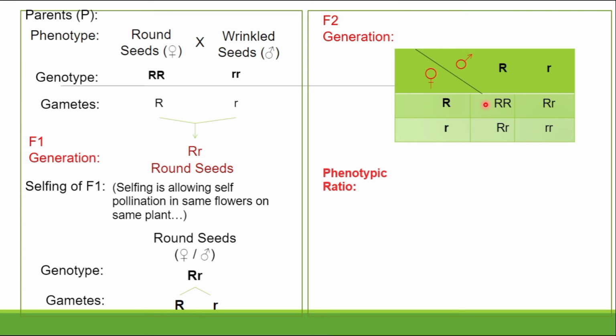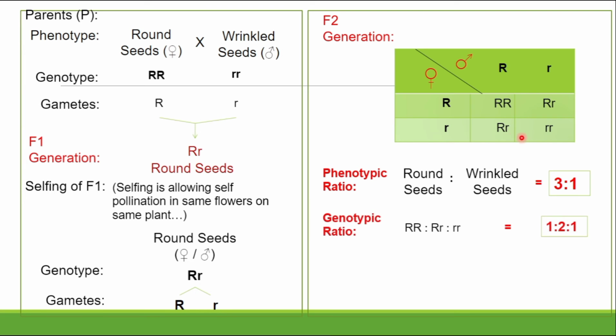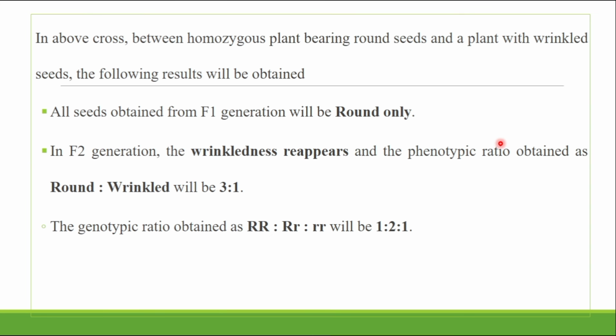So what's the phenotypic ratio? How many round seeds do we obtain? That is 3 round seeds and 1 wrinkled seed. Again the same ratio is there, that is 3:1. So what's the genotypic ratio? That is 1 pure round, 2 hybrid round, and the third one is a pure wrinkled seed.